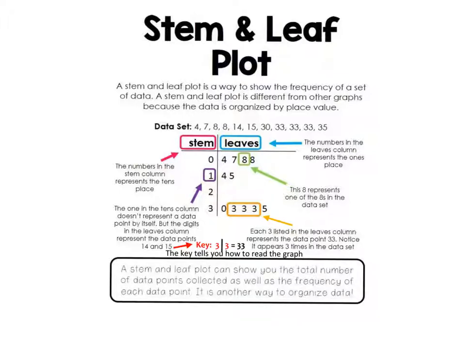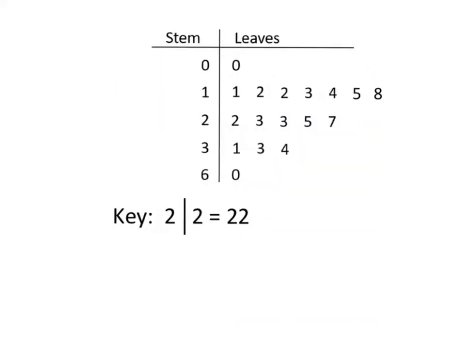A stem and leaf plot helps you to see the total number of data points in your set, as well as how often each data point shows up in the set. I also mentioned earlier that when given a stem and leaf plot, I'm able to determine measures of center, measures of spread, and shape of distribution, and I'd like to show you how we do that here.